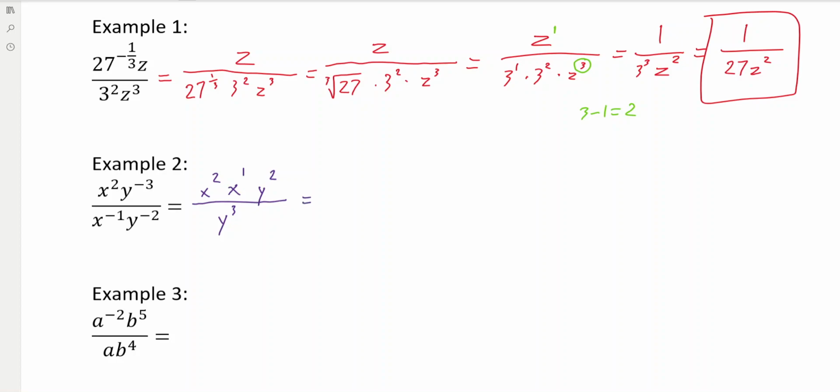And then all of the things that are on the same level as each other, if they have the same base, will add. So 2 plus 1 is 3. Okay, and then for the y's, we take the bigger one and you subtract by the smaller one. So 3 minus 2 equals 1. Okay, so then you get y to the 1, and I'm putting it on the bottom because the bigger number, the 3, was on the bottom, the bigger exponent.